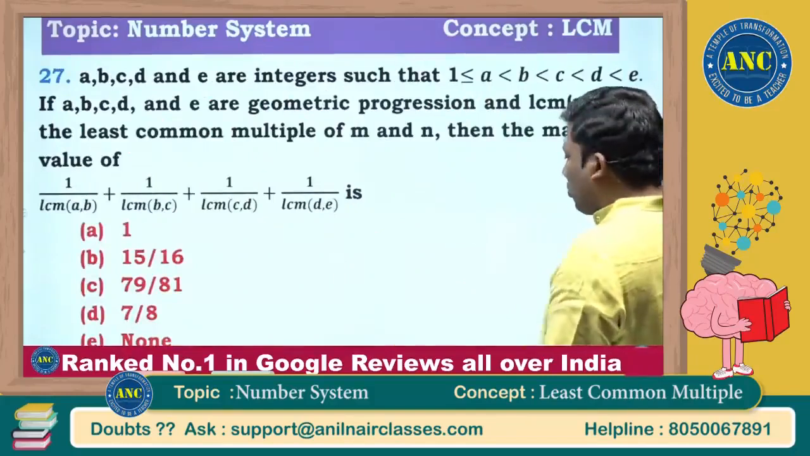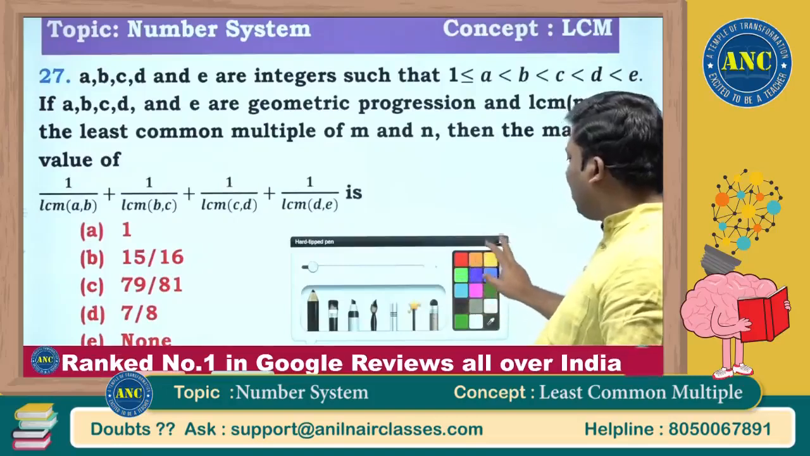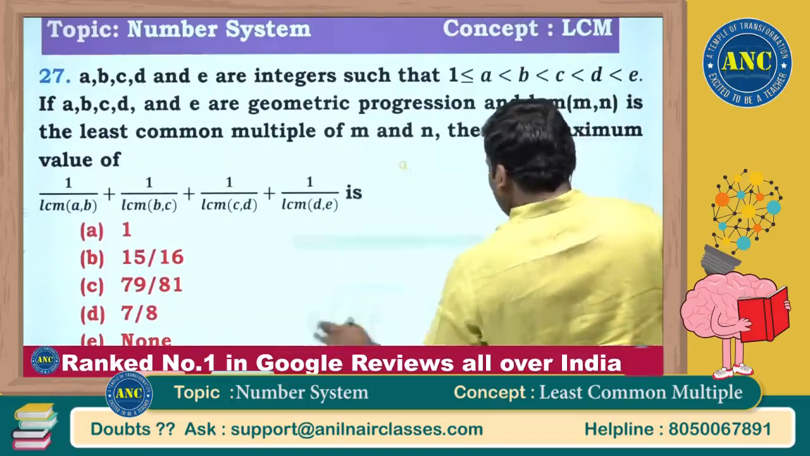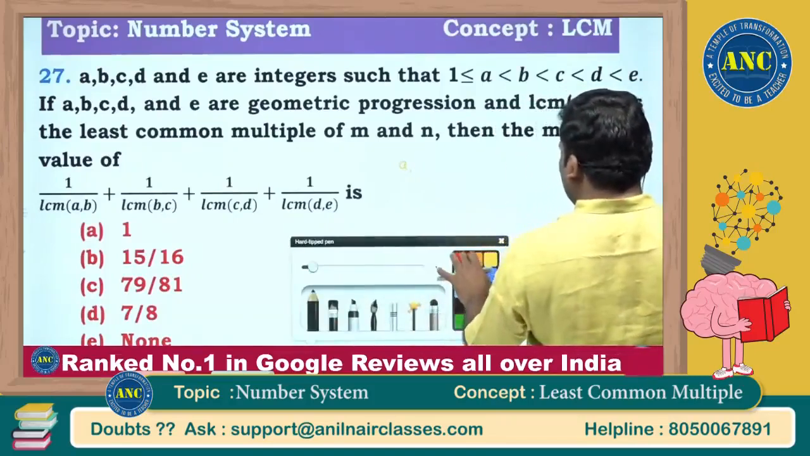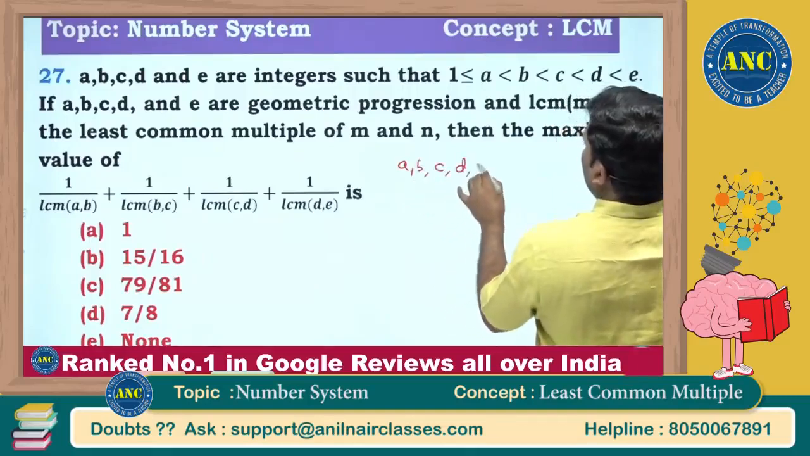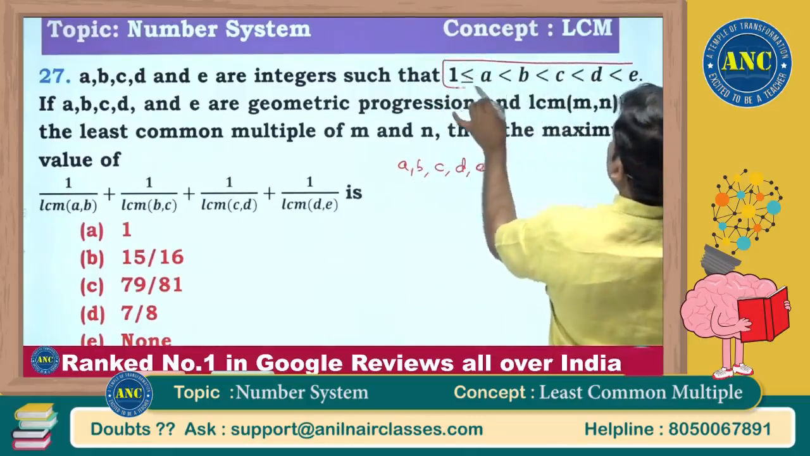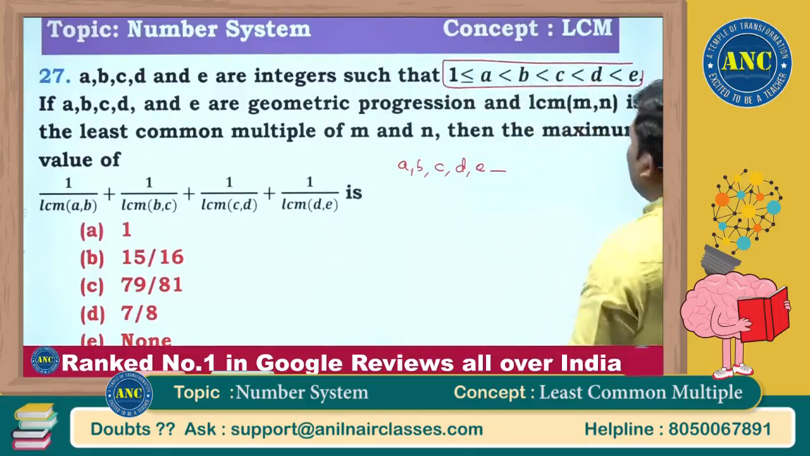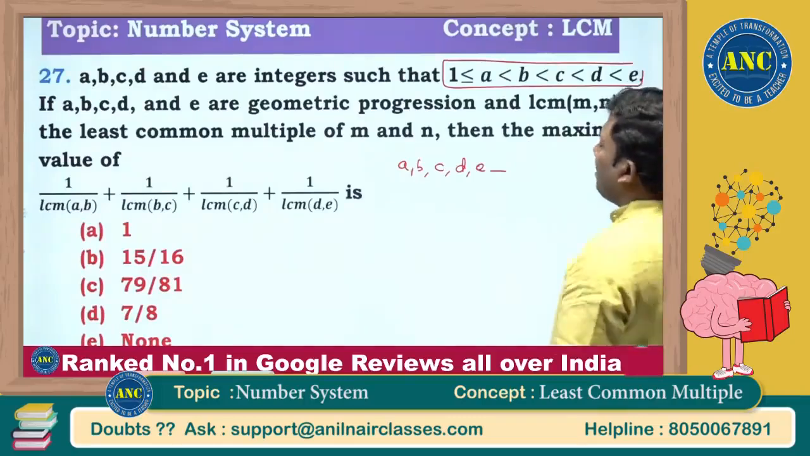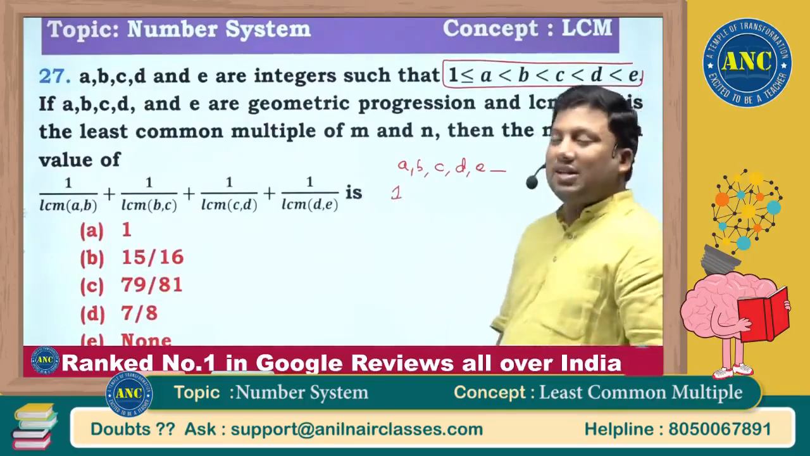Next one, read this question, sir. Read, maybe you will get an idea from the reading itself. A, B, C, D and E are integers such that 1 less than or equivalent to A less than B less than C less than D less than E. A can be 1.